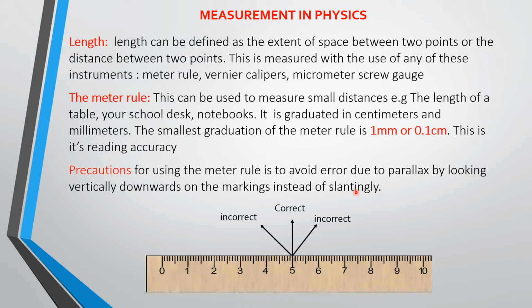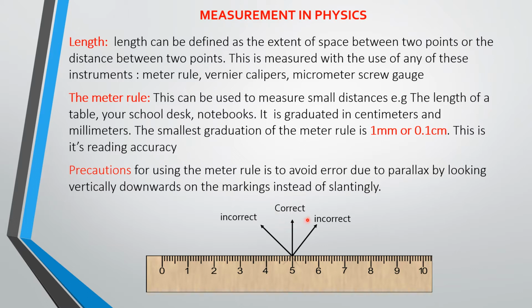Now, what are the precautions that you need to take when you are using the meter rule? There is one major precaution that you want to avoid, and that is error due to parallax. So you don't want to view the meter rule from the sides, from either the left side or the right side. No. The right way to look at the meter rule is directly, vertically from above.